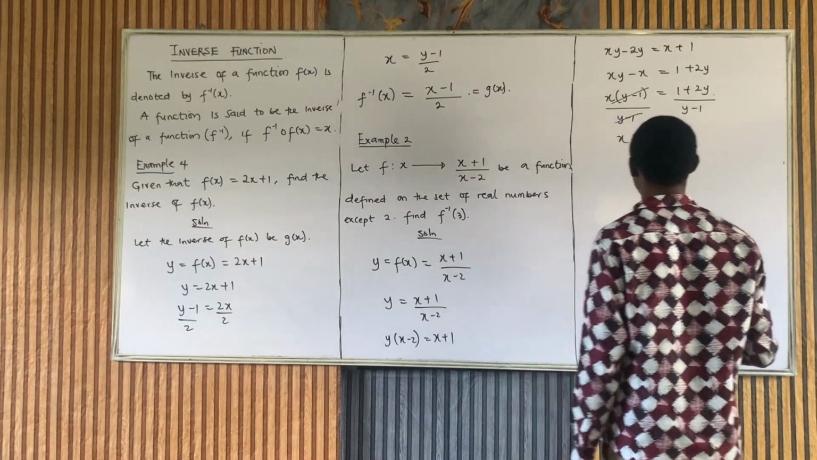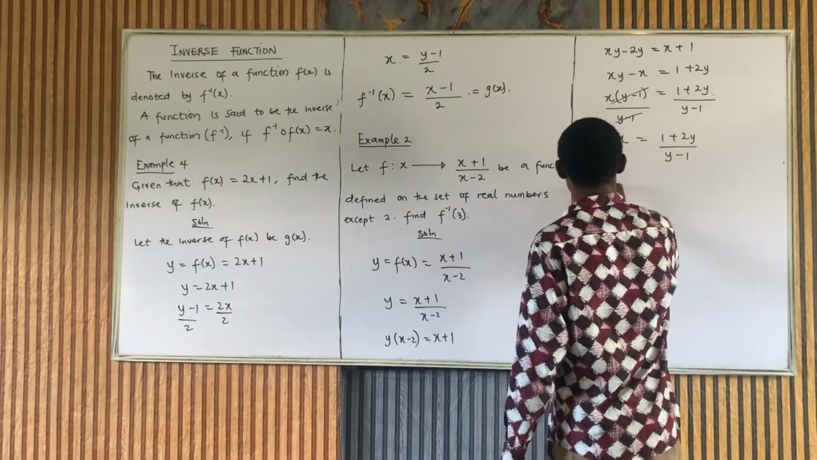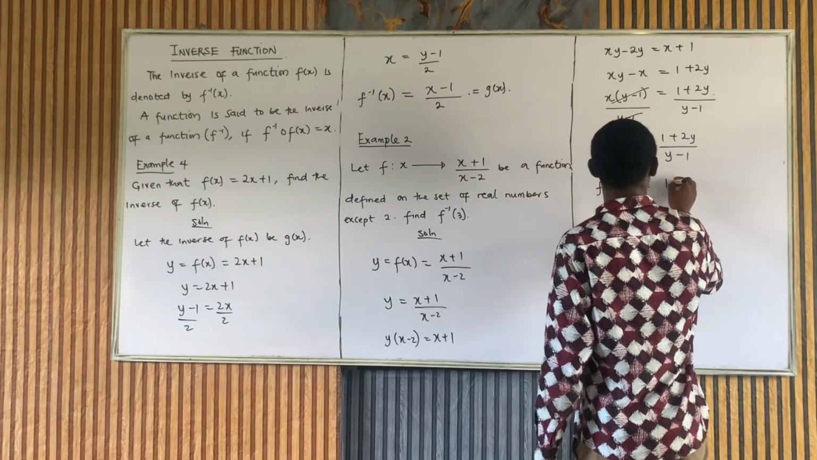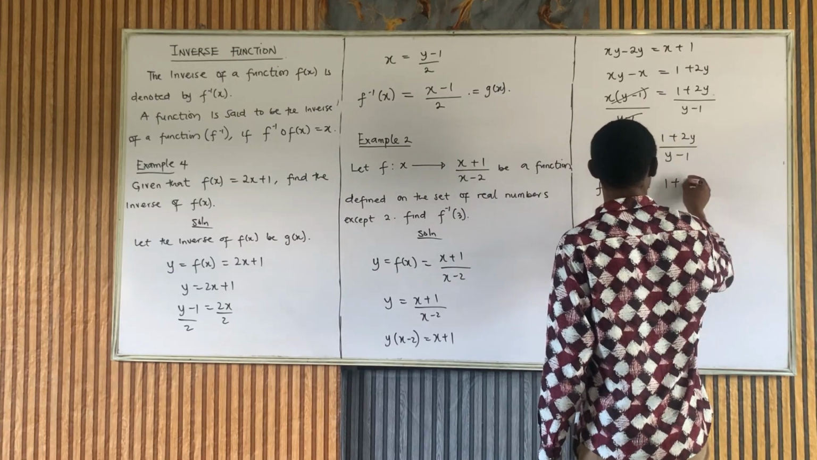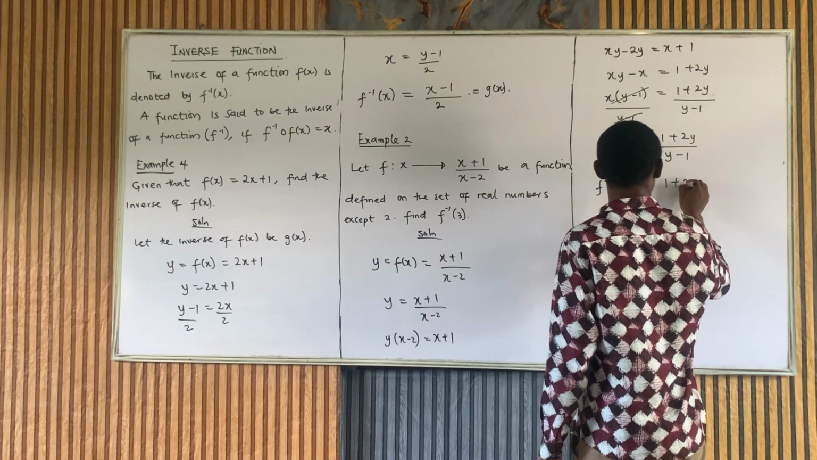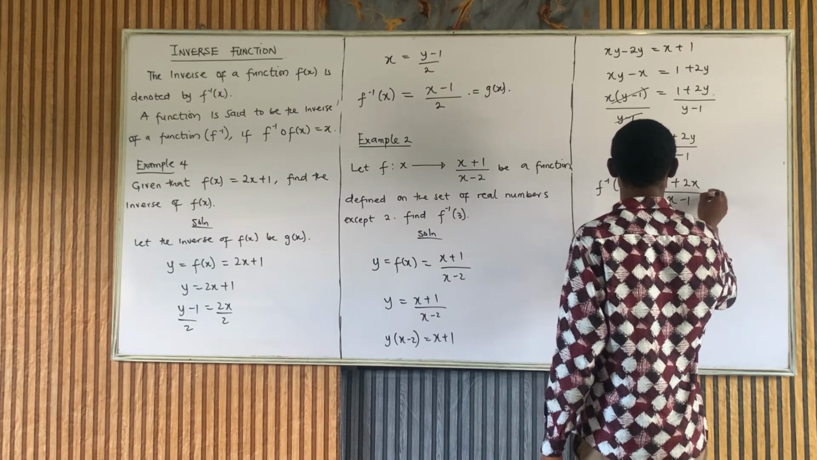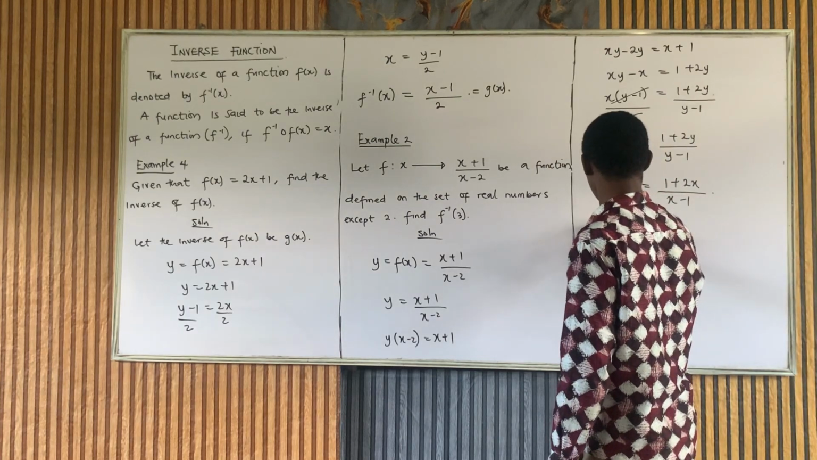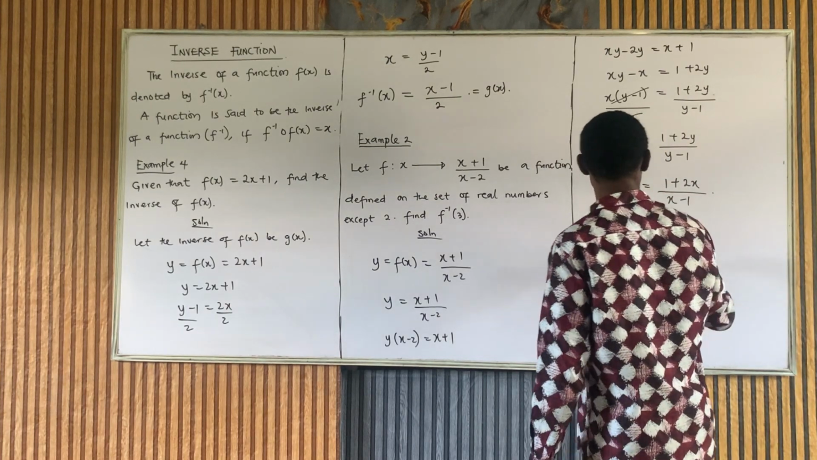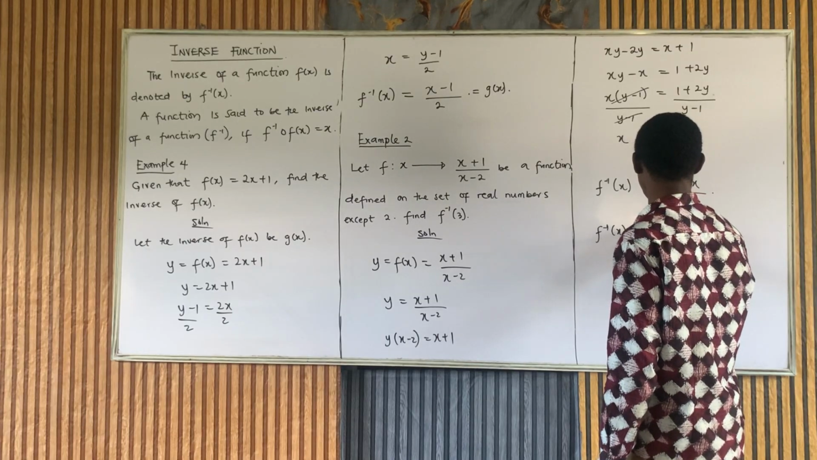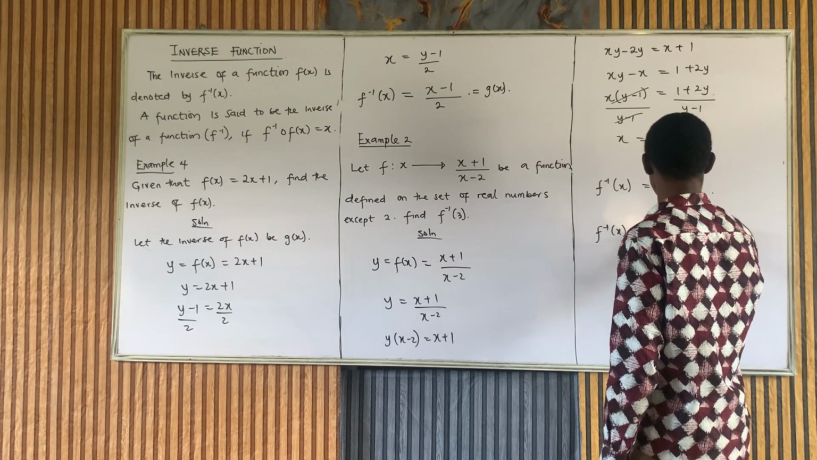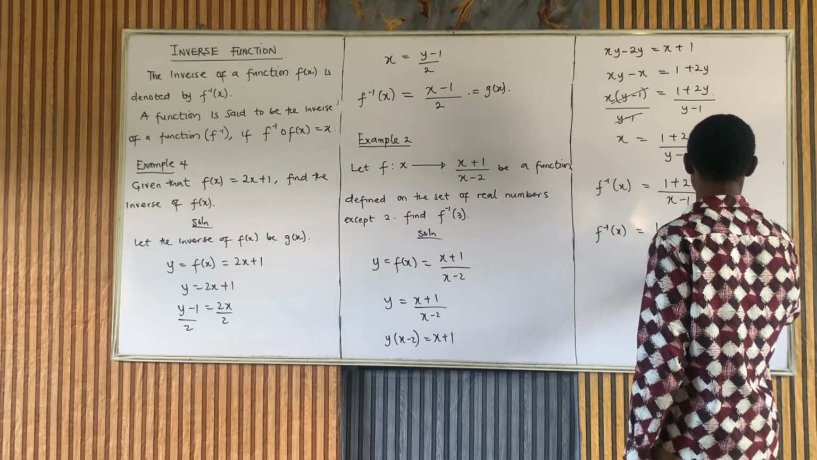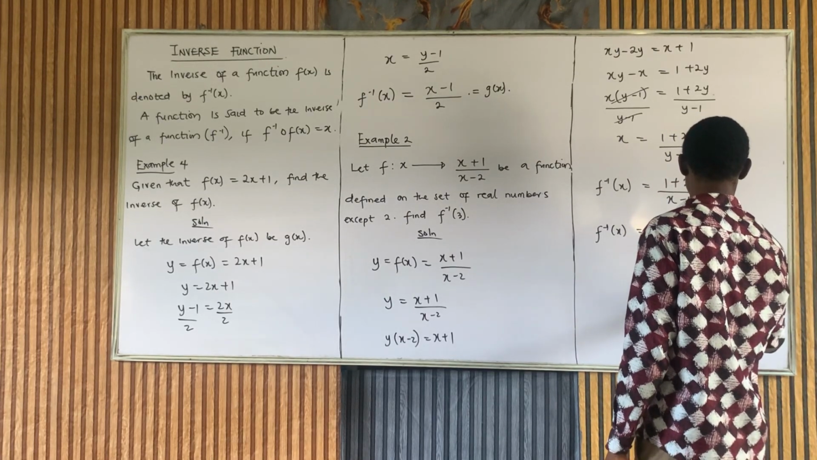So we've done that now, making x the subject. So we can say f inverse of x is equal to 1 plus, just substitute x in place of y, so 1 plus 2x over x minus 1. So this is the inverse function. They say we should find f inverse of 3. In place of x put 3, that is 1 plus 2 into 3 over 3 minus 1. And that will give us 1 plus 6 over 2. And that will be 7 over 2.